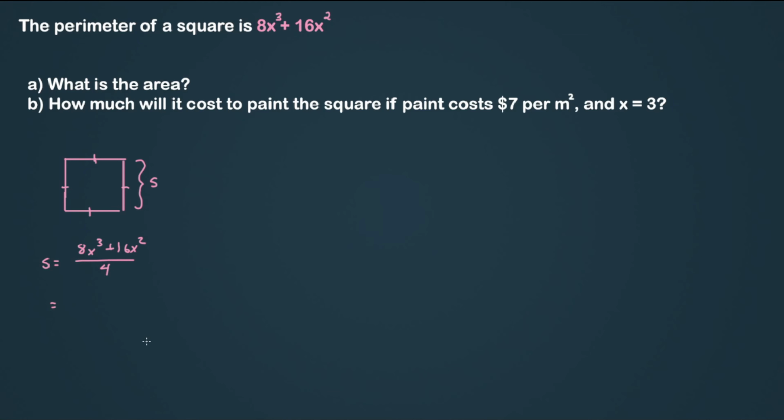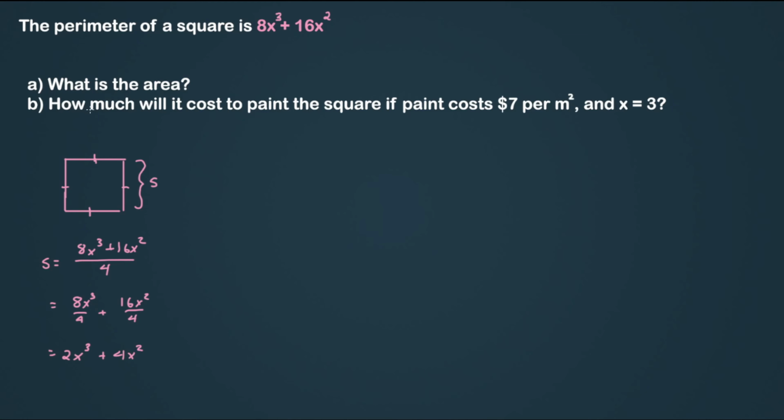Okay, when we're dividing by a monomial, we're going to split up my fraction here, term by term, right? And now we're going to divide the numbers. So coefficient divided by this constant here, 8 divided by 4 is 2. The x cubed stays the same. Here we got 16 divided by 4 is 4, and the x squared stays the same. This is the length of one side.